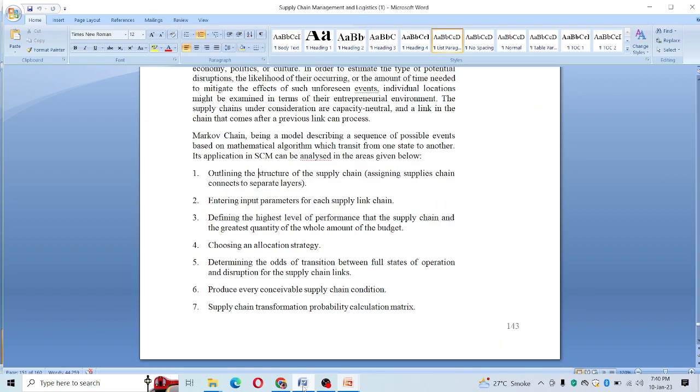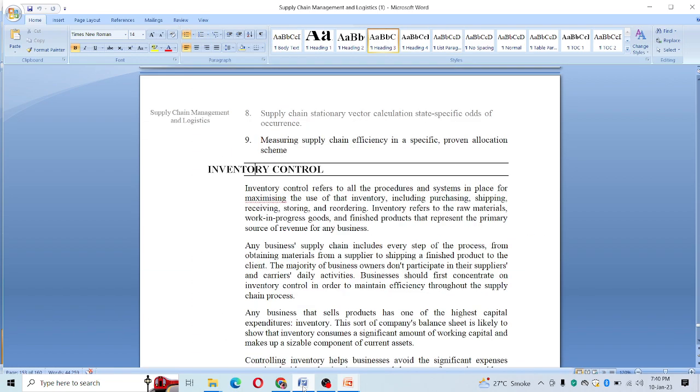Next lecture we'll discuss the Markov chain and its application in SCM.